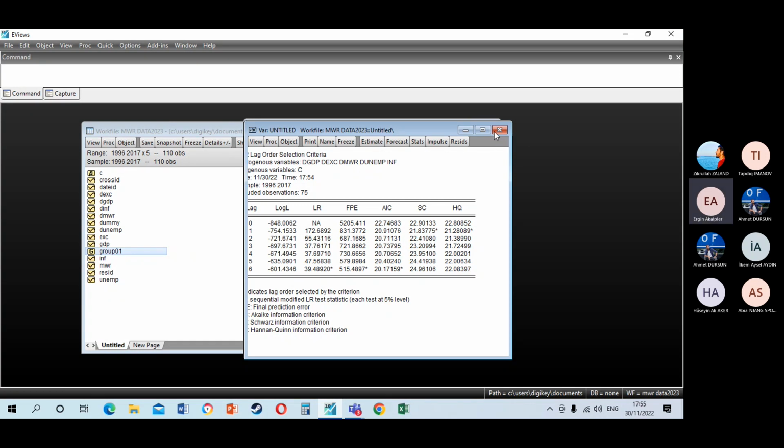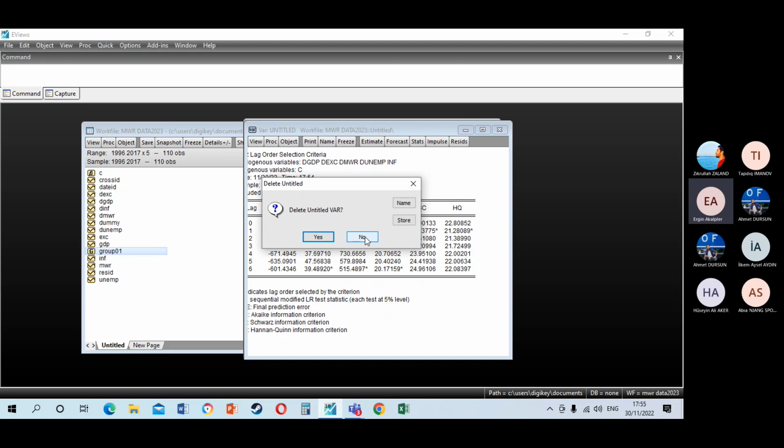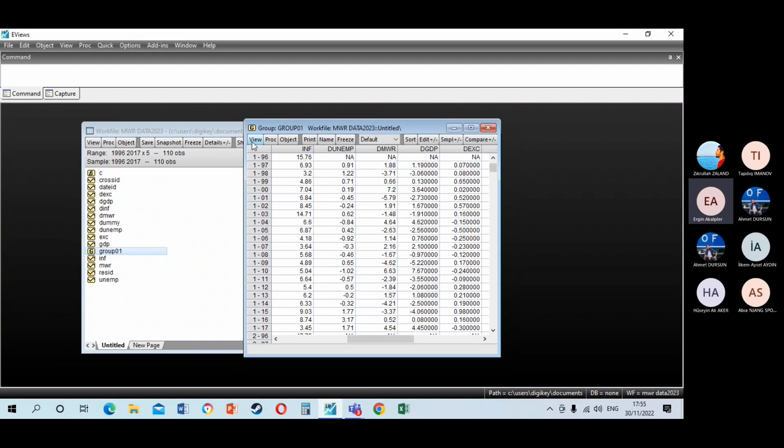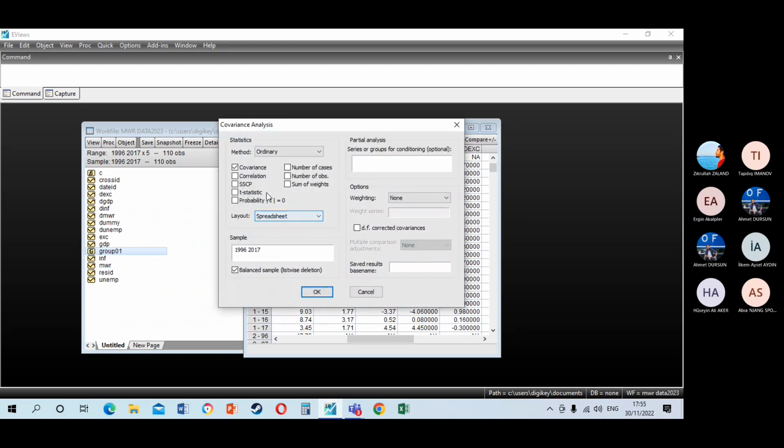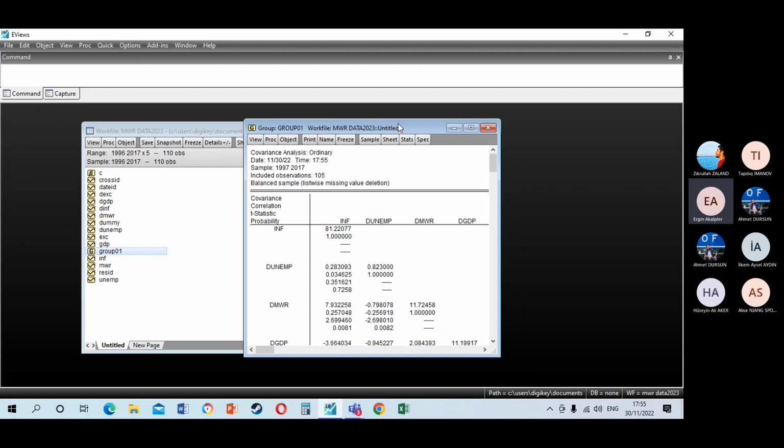Then we will go to the correlation analysis for being able to determine what we have here. Then you will go to the group, which is also open. Then you click the covariance and correlation. I click also T statistics and probability for being able to determine and estimate also. This is also a helping hand for us. Then I click OK. Then we have here this.